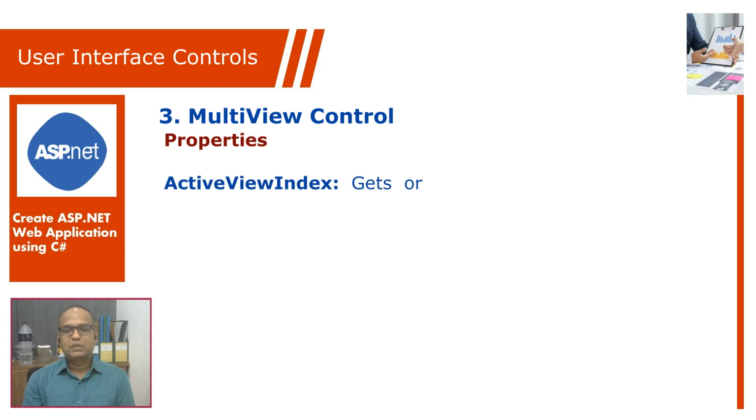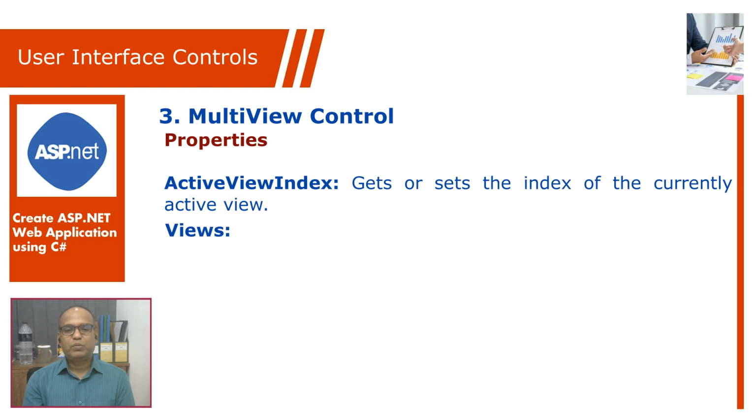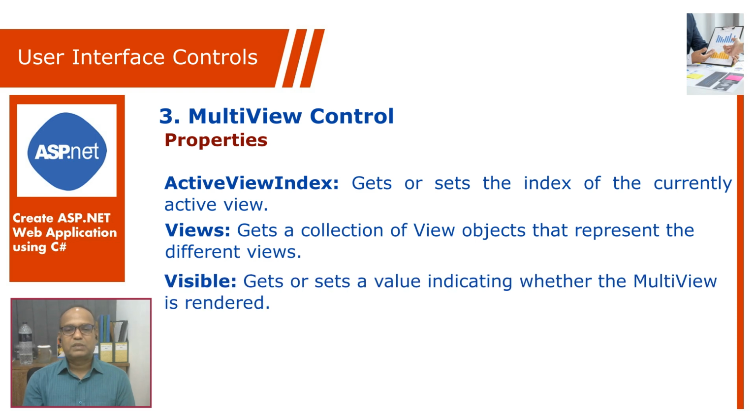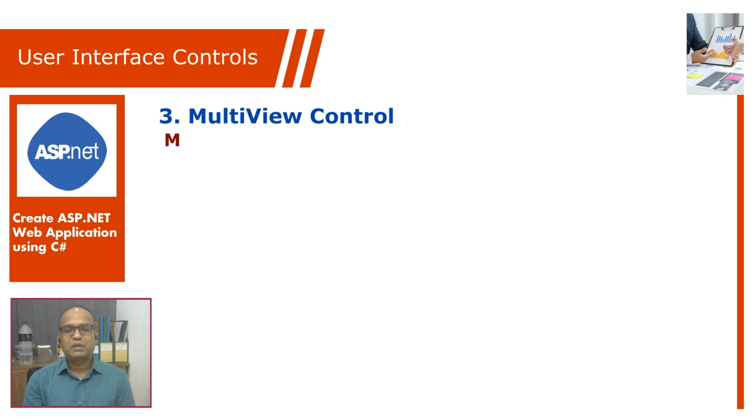Properties. Active view index. Gets or sets the index of the currently active view. Views. Gets a collection of view objects that represent the different views. Visible. Gets or sets a value indicating whether the multi-view is rendered.